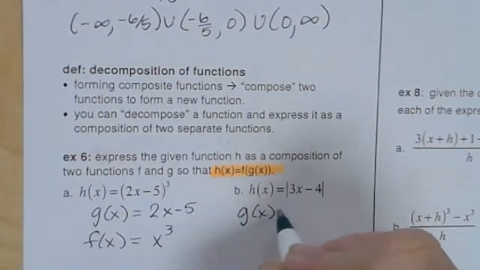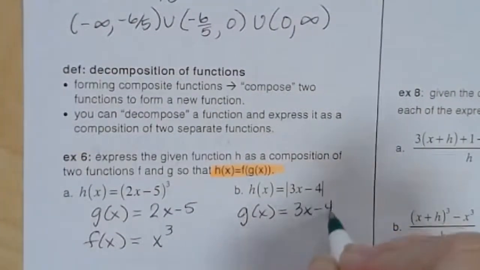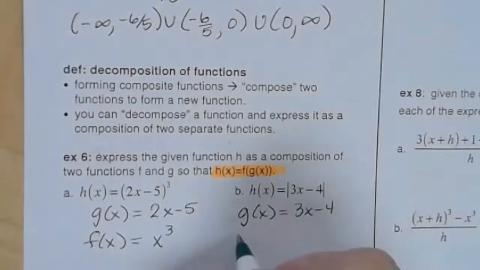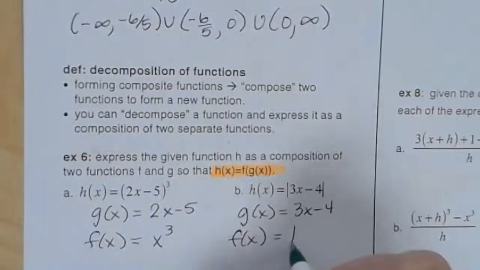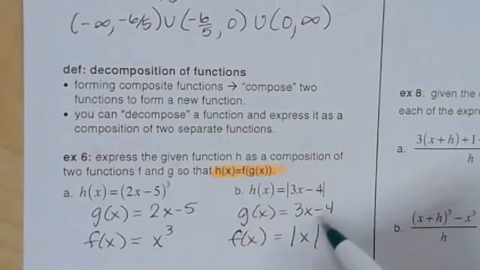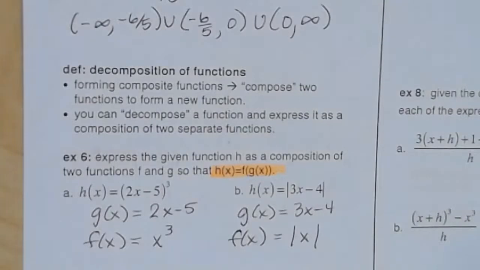What's inside? 3x minus 4. What's outside? Absolute value of x. If I take that, plug it in there, will I get h of x? Yep, that's what it means by decompositions of functions.